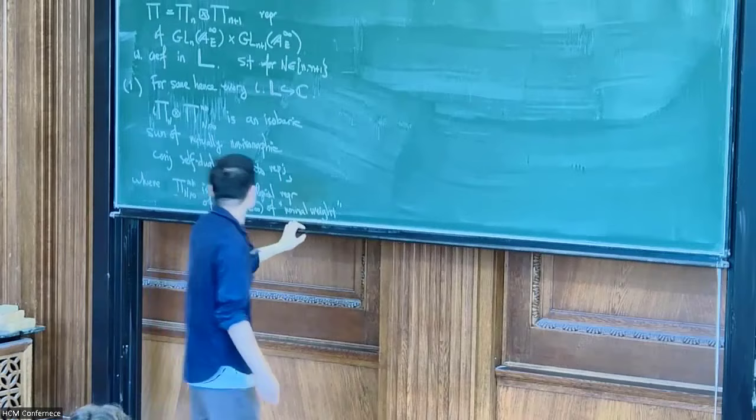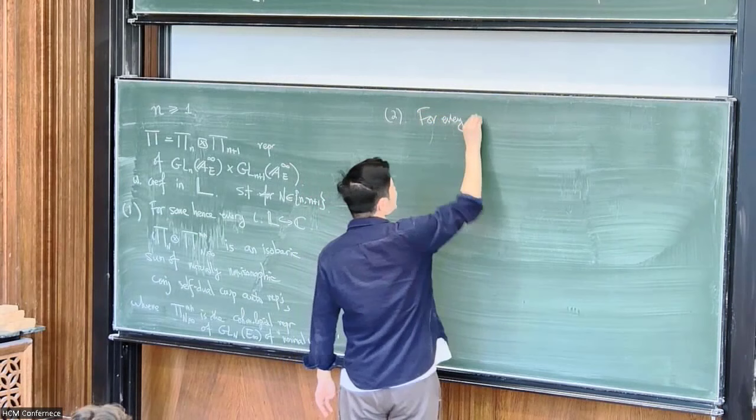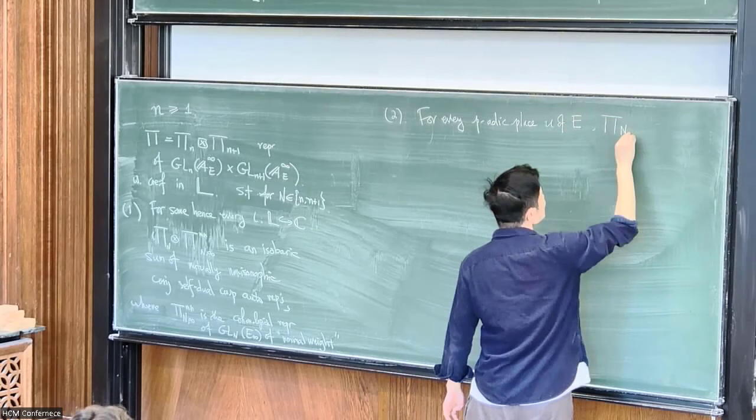The second condition is the condition at p. We want that for every p-adic place u of E, π_{N,u} is semi-stable ordinary.